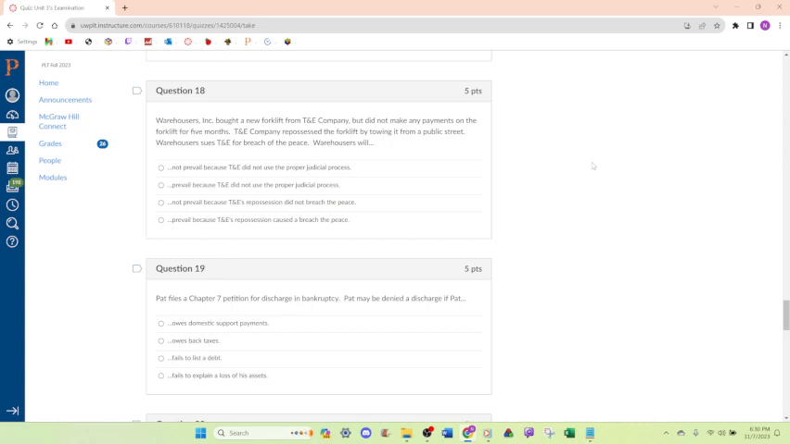Towing it from the public street, warehouse sued for breach of peace. Will not prevail. It did not breach the peace. Towing it from a public street, that is not breaching the peace, I don't think.